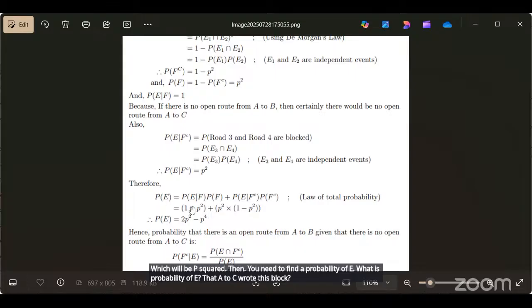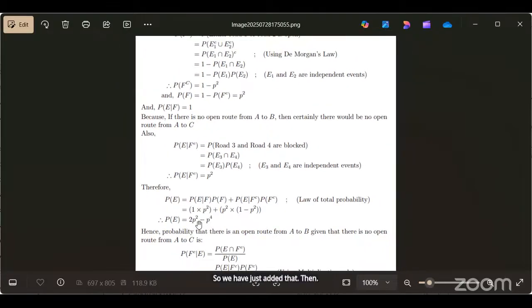So we will use the law of total probability. First of all, A to B is blocked. If A to B is blocked, then A to C is also blocked. Then the next condition: if A to B is not blocked, then what is the condition that A to C will be blocked? So we take the two conditions and add them.